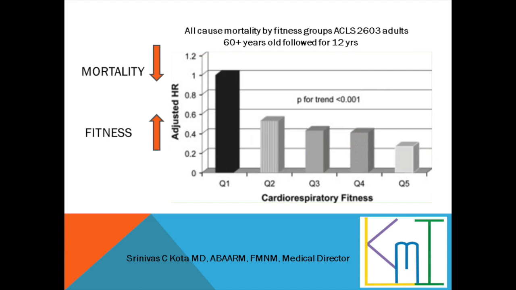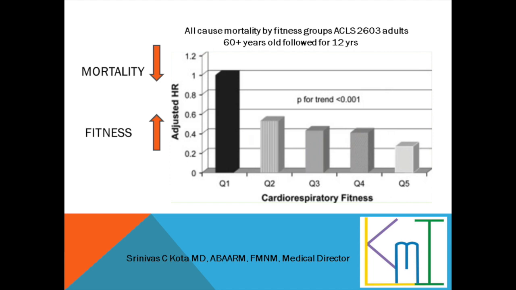mortality. The population in this graph is actually divided into quintiles. You see those boxes, and they were separated. Basically, all these quintiles are separated based on their physical fitness. And you can see on the left, on the y-axis, that the mortality is shown, and on the x-axis you see their cardiorespiratory fitness.